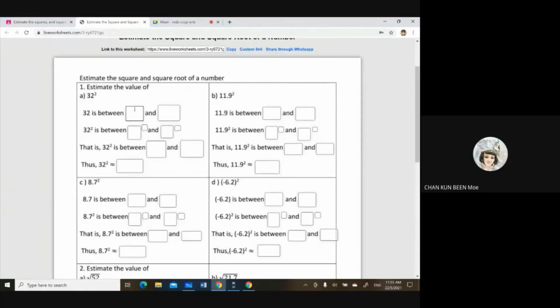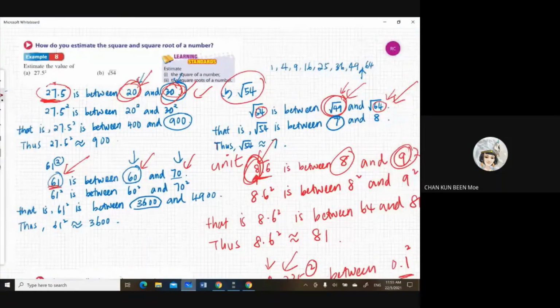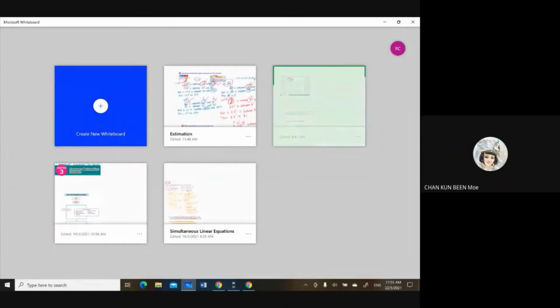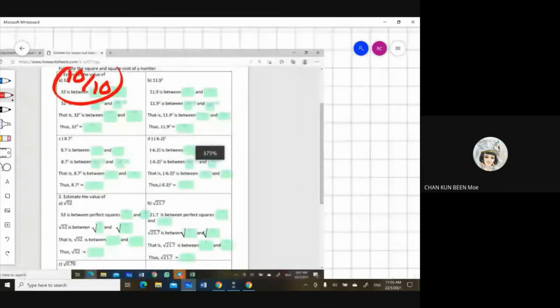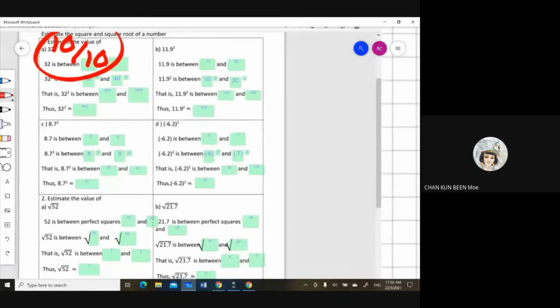Okay, I'm going to discuss some of the questions with you right now to check whether you got it right or not. So let's move to this. These are the questions that we did just now. The first one is already covered, but I'm sure you know 32 is between 30 and 40 because the place value of 32 is 10. So it is between 30 squared and 40 squared, then it's between 900 and 1600. So 32 is nearer to 30. Therefore, we choose 32 squared is almost equal to 900.